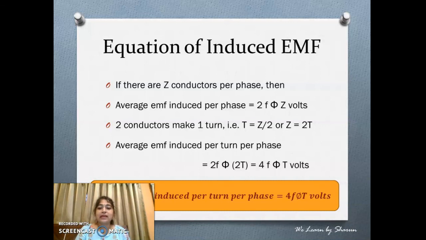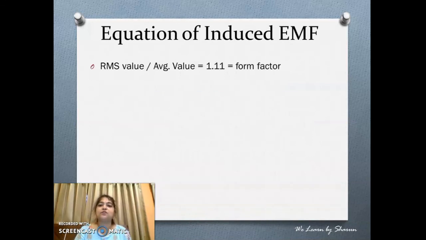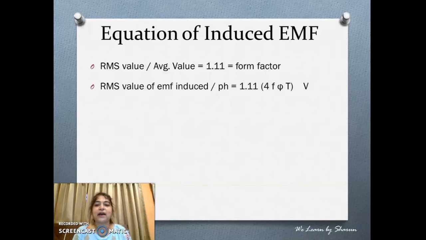Okay. Now that is the average EMF induced. All the standard electrical quantities we consider in RMS value. For that we need the relation between RMS and average. And what is the ratio of RMS to the average? Yes, it is the form factor, which is 1.11. So let's get the RMS value. RMS value to average value is 1.11, which is the form factor. We multiply the form factor with the average value to get the RMS value of EMF induced. This gives us 4.44 F phi T volts.